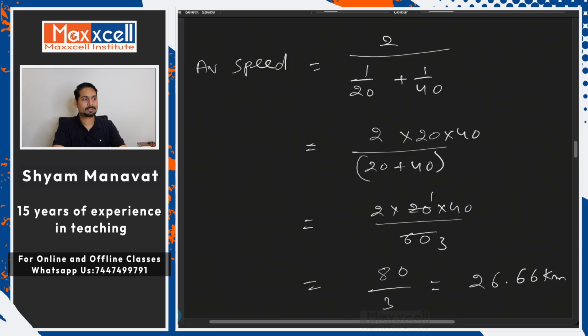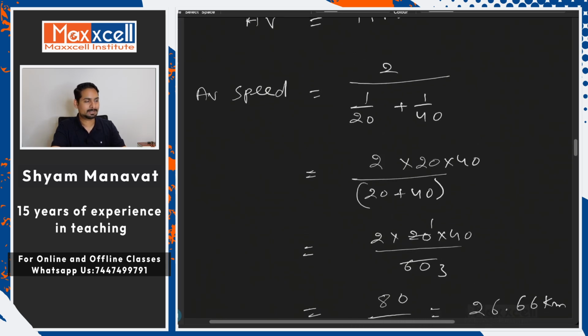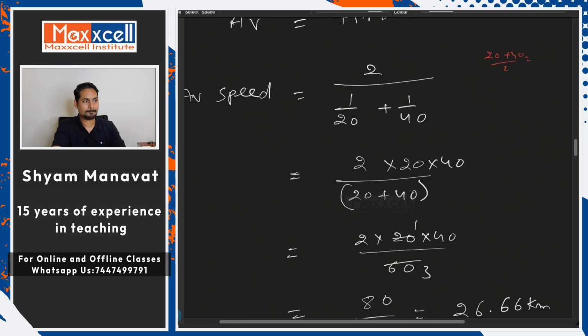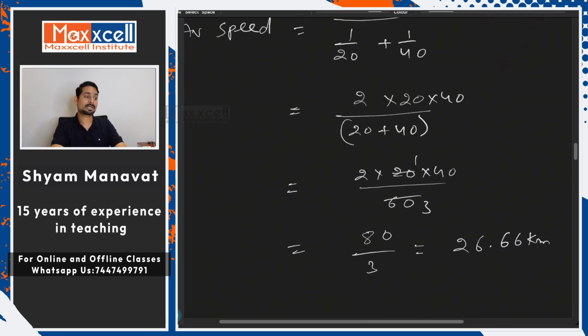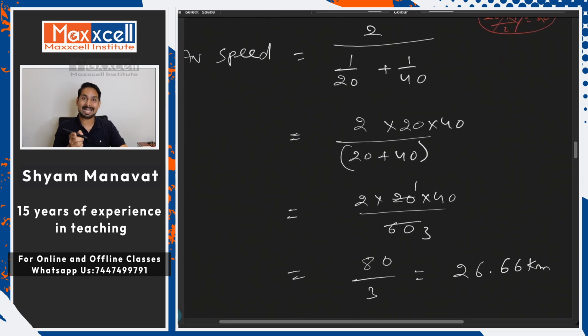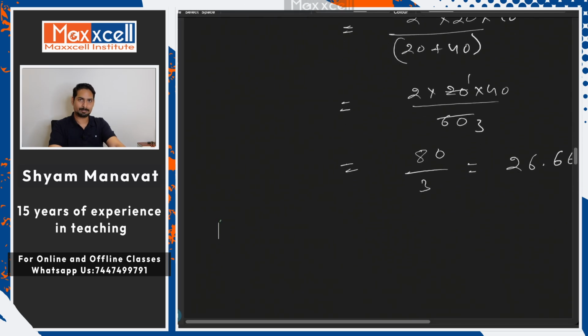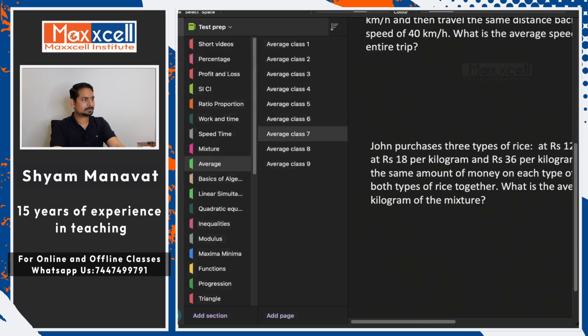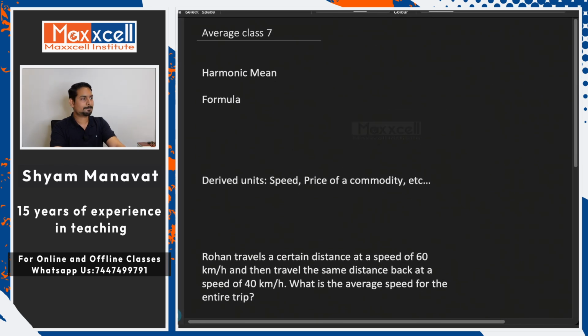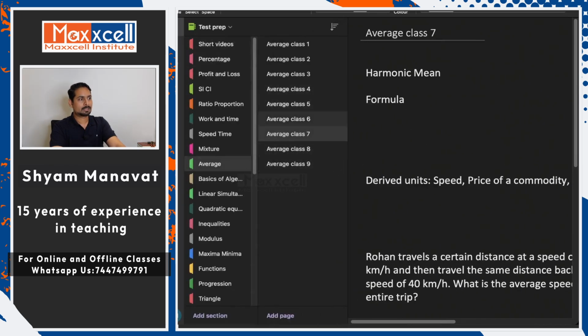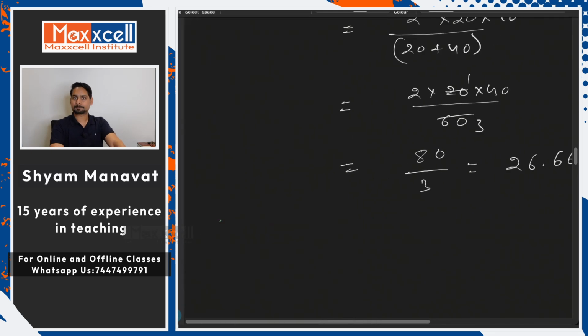It's not 30 kilometers. It is not 20 plus 40 by 2, which would give you 30. It's 26.66 kilometers per hour. That is the average speed in this case. So you understood where we have to apply harmonic mean. I will give you more examples, don't worry. I have the next lecture on harmonic mean itself, so we'll discuss different examples there.